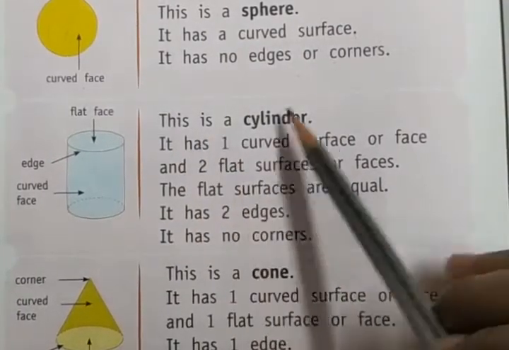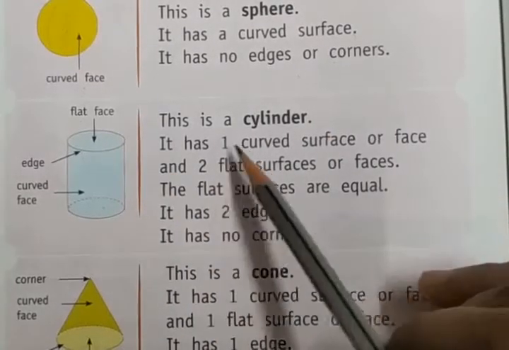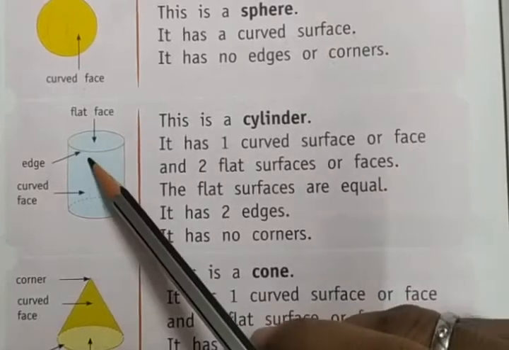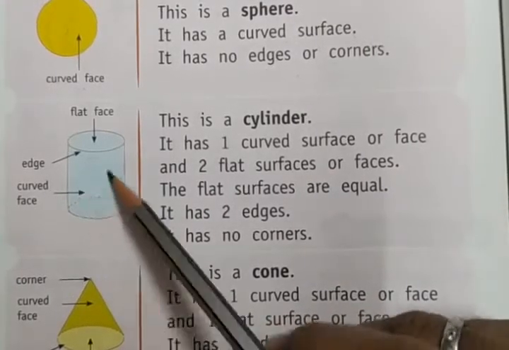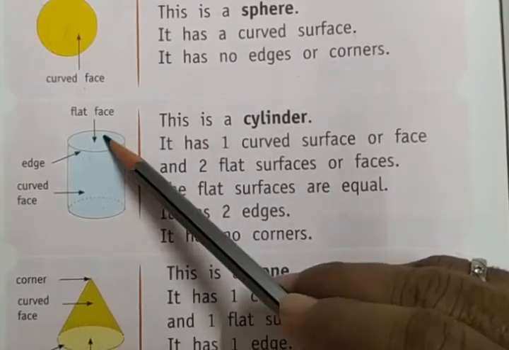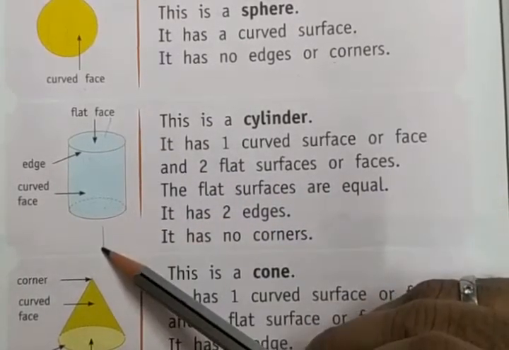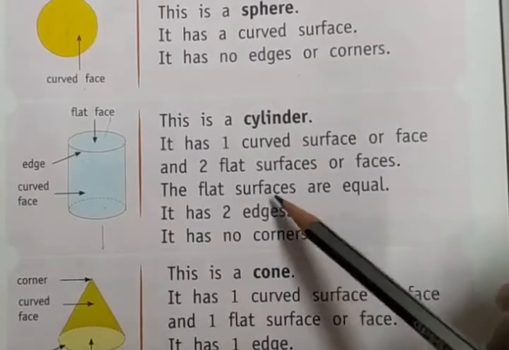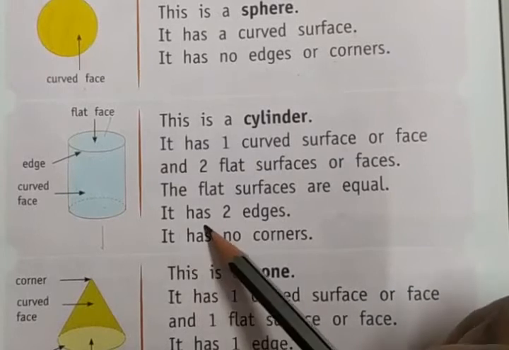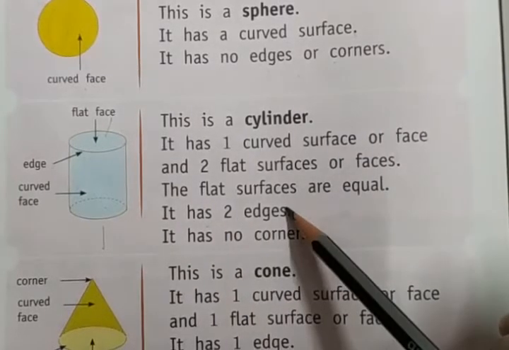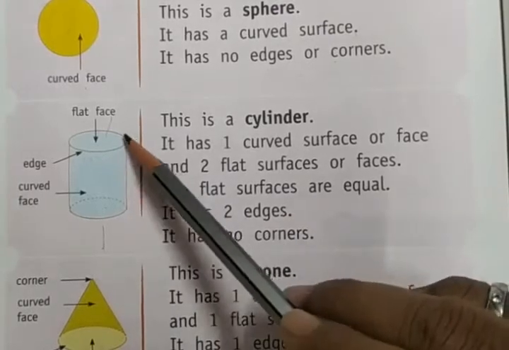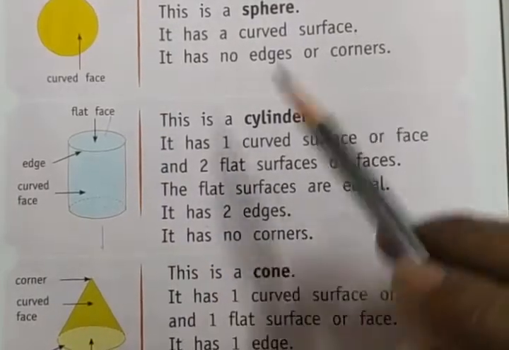This is a cylinder. It has one curved face or surface. This is called the curved face. Right? And it has 2 flat surfaces or faces above and below. The 2 flat surfaces are equal. It has 2 edges. It has no corners.